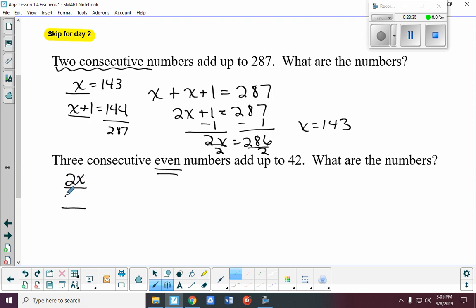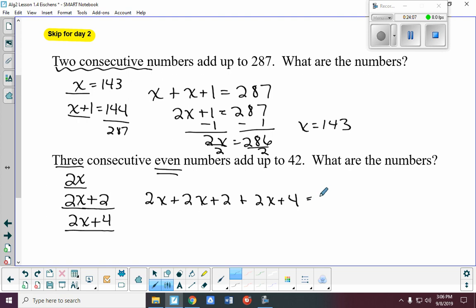The next one is 2x plus something, and think about how far apart even numbers are. You would have to add 2 to the previous one to get to the next even number. The next one, you have to add 2 again, so 2x plus 2 is plus 4. The next one would be 2x plus 6, and so on. But they're asking us for only 3 of them. So now we're going to add those together, and that will give you 42.